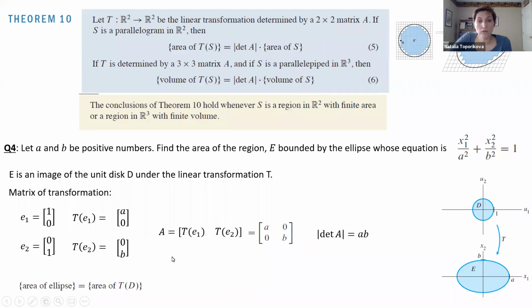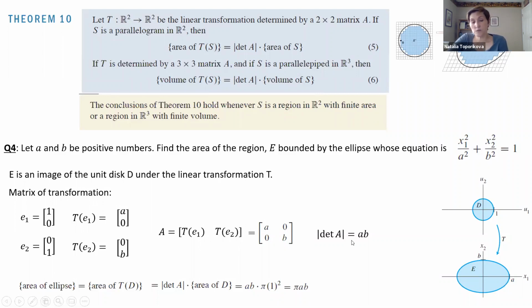Okay, so now let's find the area. Our area is equal to the area of our image under the transformation T, which, using our formula from Theorem 10, will be the determinant times the area of the original circle D. And our determinant we just found is equal to AB, and the area of the unit circle will be pi r squared, where r is equal to 1 here, so it will be just pi times AB.